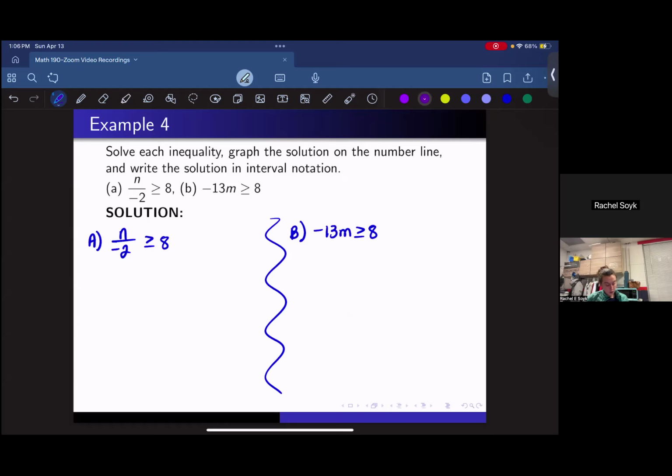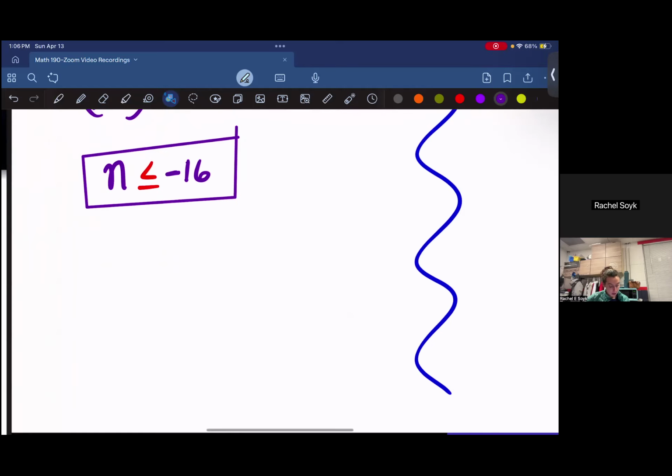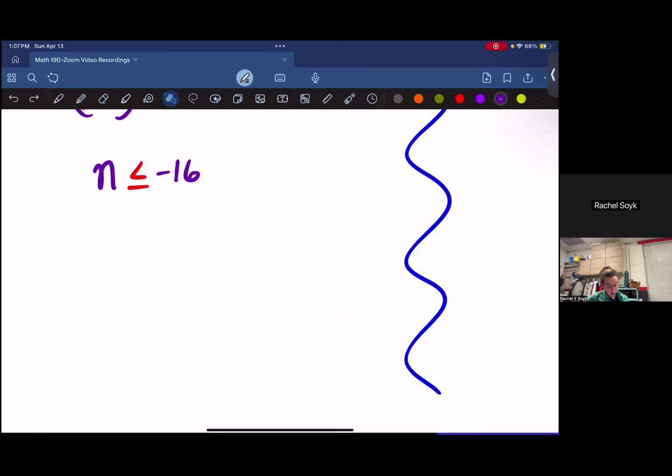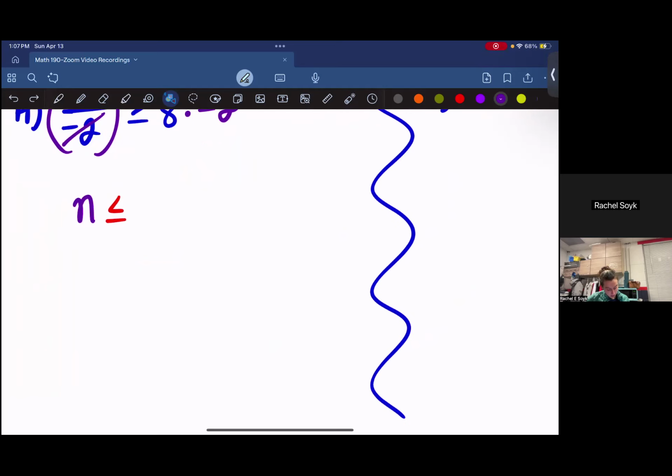So inverse operations, we're going to multiply both sides by negative 2 because the opposite of division is multiplication. And now we multiply by a negative. What happens to the inequality sign? It flips. And so we're looking at n is less than or equal to negative 16. Now let's go ahead and graph this on a number line.